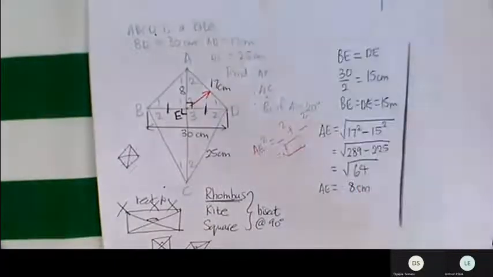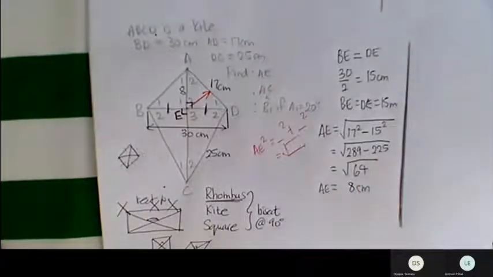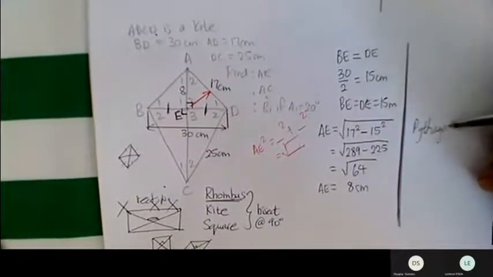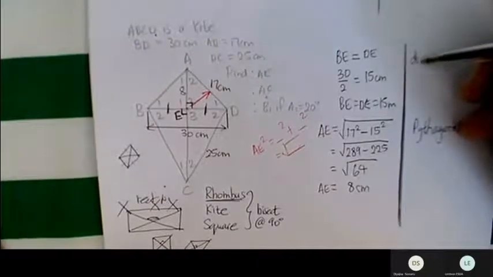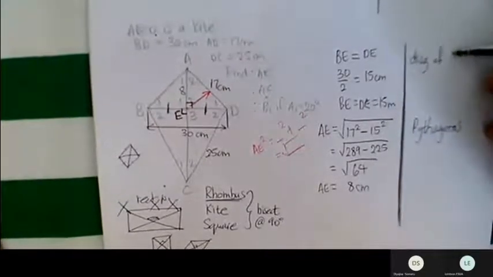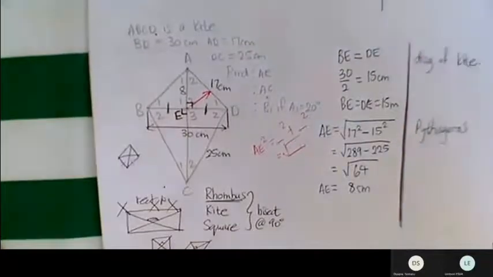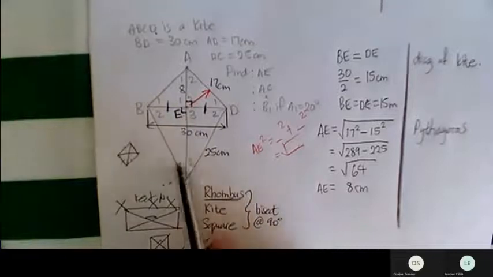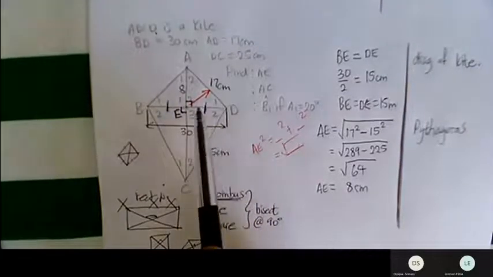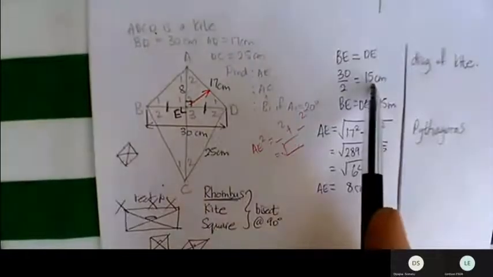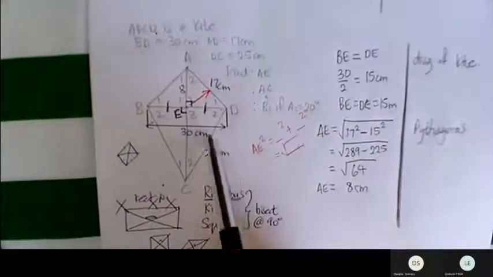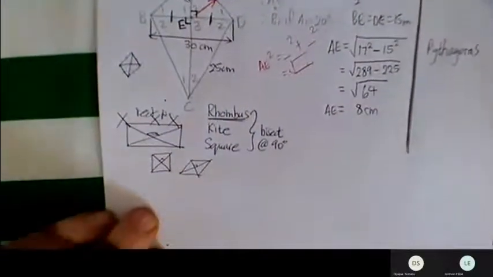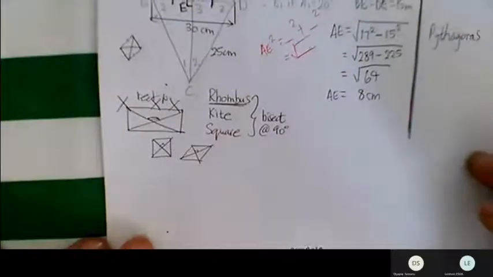Can we calculate CE? I forgot the reason here, guys. Pythagoras, and here is diagonals of kite. Forgot the reasons. Right. So how will we calculate EC? Very simple. Pythagoras also, because we have that piece there. We said it was 15. That piece is 15. This piece is 25. So we are going to say, I think I need to push this up a bit so you can see.